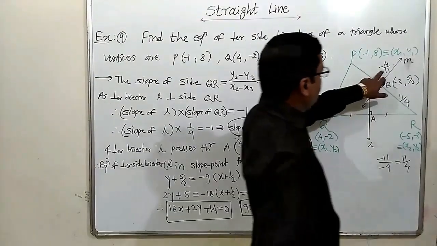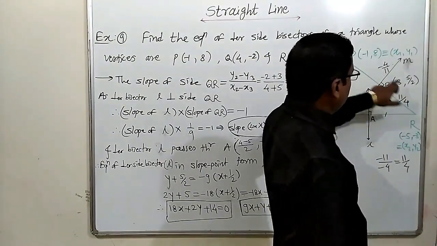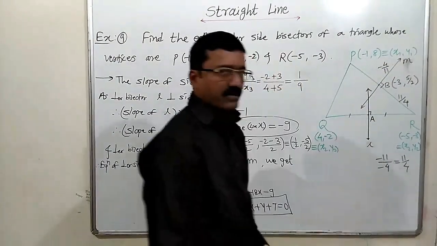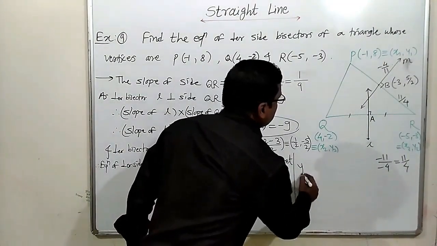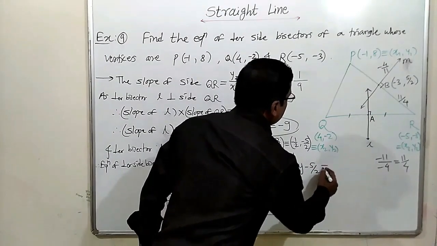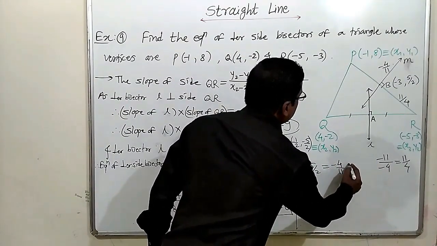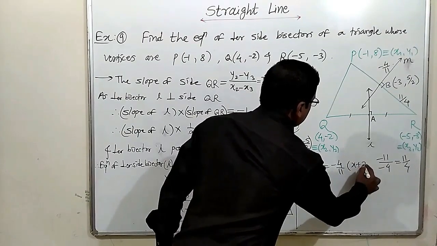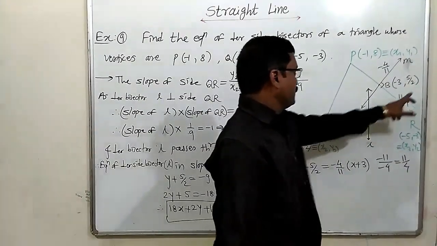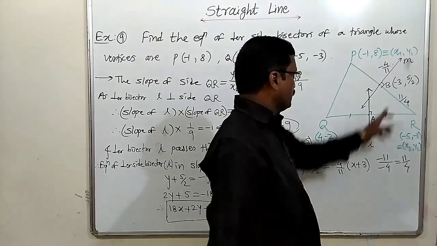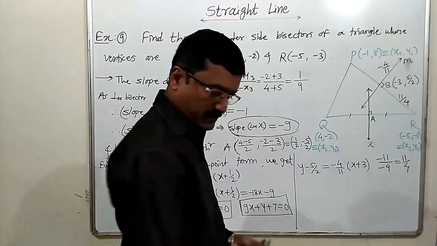So knowing this slope and point, you can use the slope point form and get the equation of line n. It will be y minus 5 by 2 equal to minus 4 by 11 into x plus 3. Is it okay? The point is y1 is minus 5 by 2 and x1 is minus 3. So we get this.